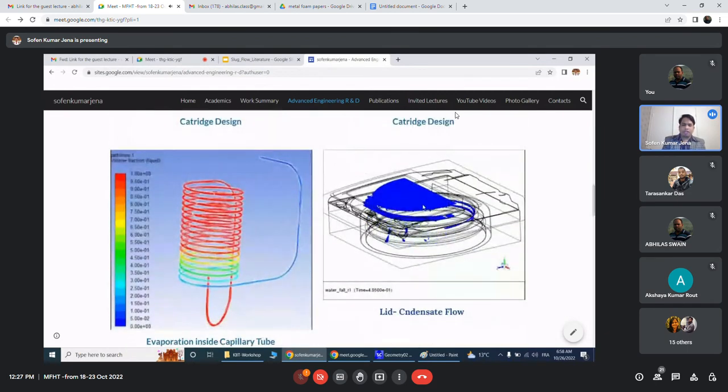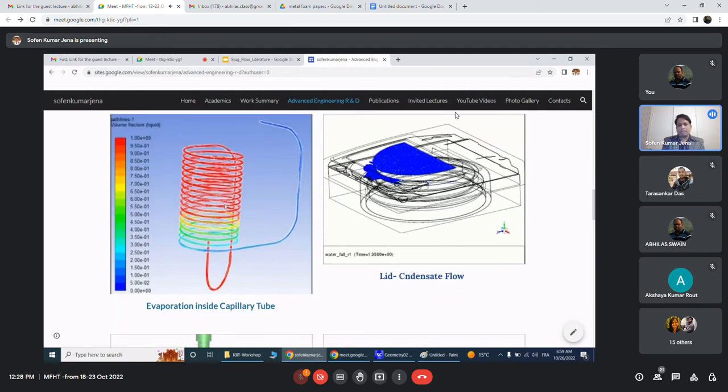Here there is also a condensate flow model that we did in the VOF model. Suppose you have a washing machine or dryer. When you dry the clothes in the dryer, the water vapor is removed from the cloth through evaporation. The water vapor goes towards the top and condenses on the surface of the lid. Finally, under gravity, when the film thickness exceeds a prescribed value, it falls onto the clothes, right? This is known as condensate flow. The VOF model was used for that as well.